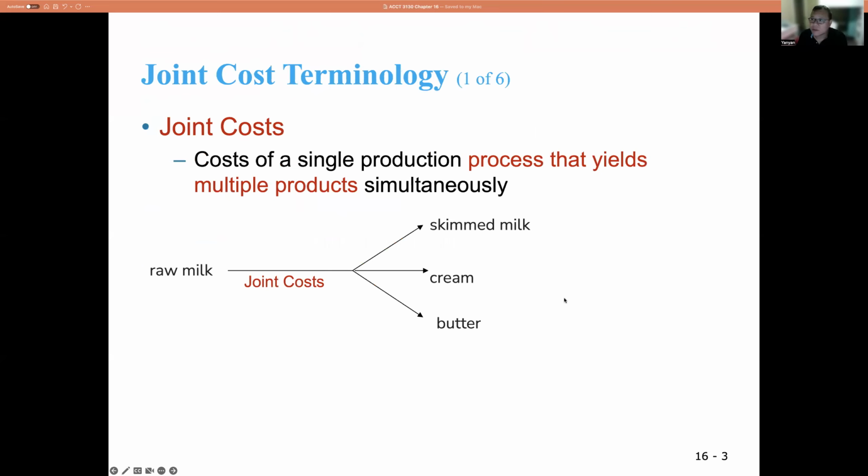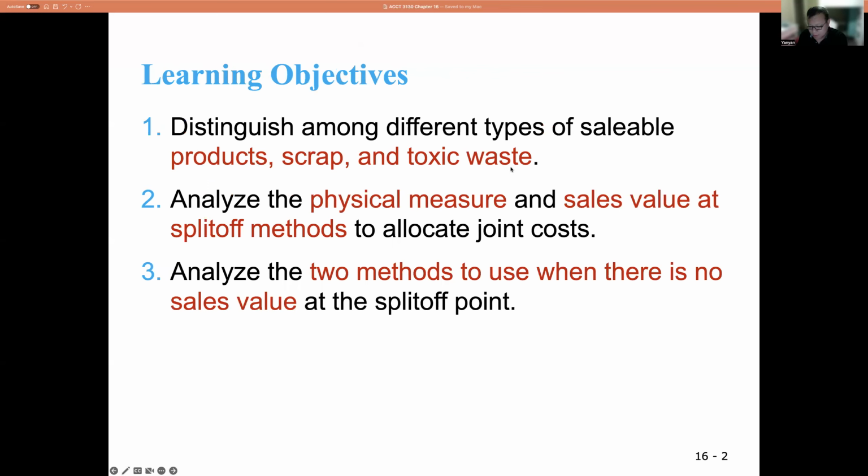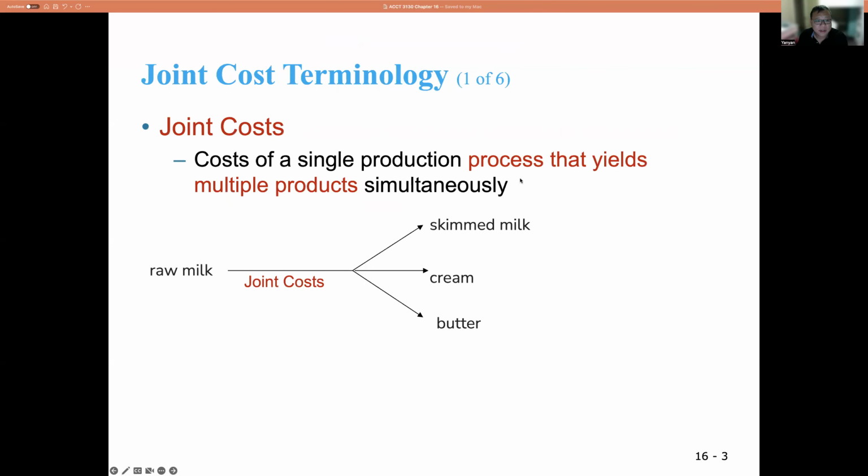So what is the joint cost? We first want to cover the terminologies. What is the joint cost? The costs of a single production process that yields multiple products simultaneously. So you have a single production process and multiple products come out of it. Okay, so the cost for that production process, that's a joint cost.